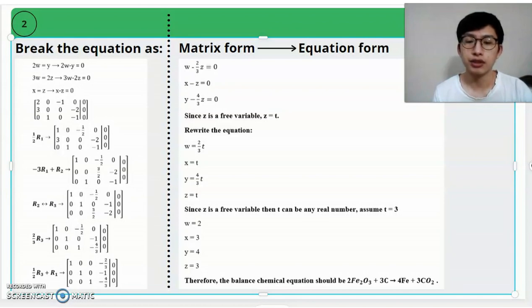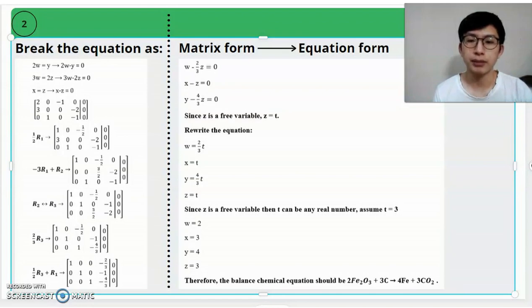Since Z is a free variable, Z equals t, W will equal 2/3 t, X equals t, Y equals 4/3 t. Let's assume t equals 3. We will get the values of W, X, Y, and Z, which are 2, 3, 4, and 3 respectively.